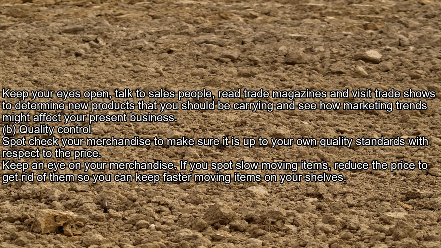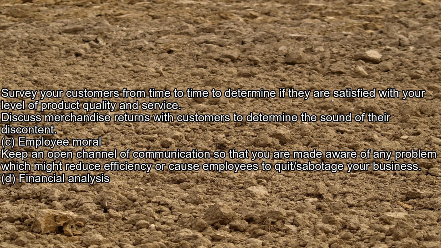The quality control. Spot check your merchandise to make sure it is up to your own quality standards with respect to the price. Keep an eye on your merchandise. If you spot slow-moving items, reduce the price to get rid of them so you can keep faster-moving items on your shelves. Survey your customers from time to time to determine if they are satisfied with your level of product quality and service. Discuss merchandise returns with customers to determine the source of their discontent.